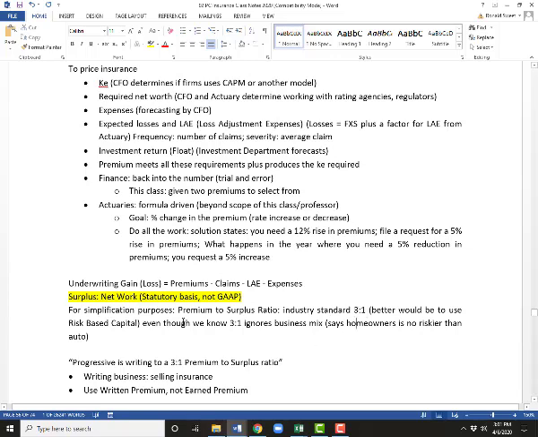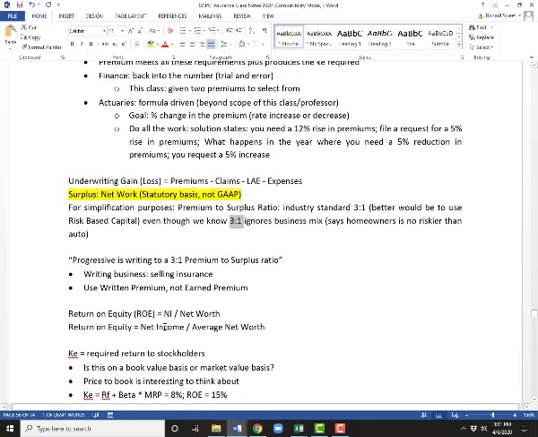So it assumes homeowners and auto are the same risk and they both require a 3-to-1 ratio. We know that's not true, but to keep things simple, we're going to do that approach, just so we don't have so much math to calculate. So Progressive, that does nothing but auto insurance, is at a 3-to-1 surplus ratio. The word writing means they're selling insurance.